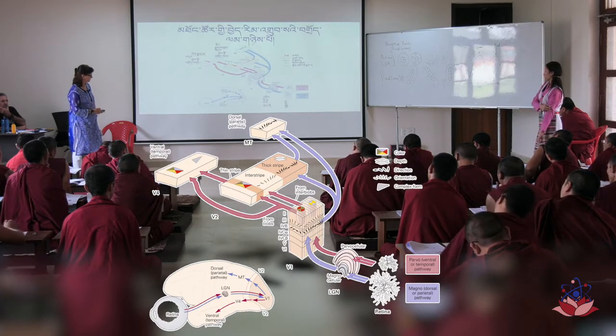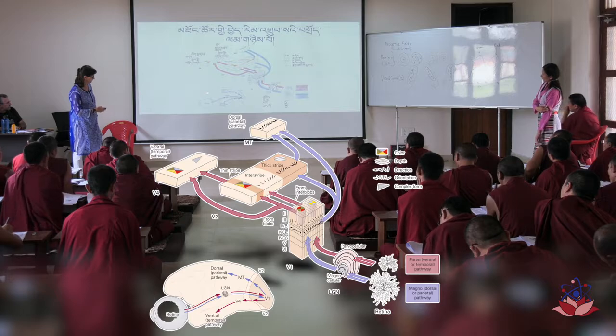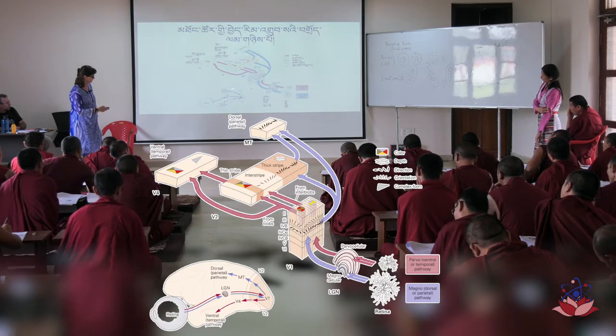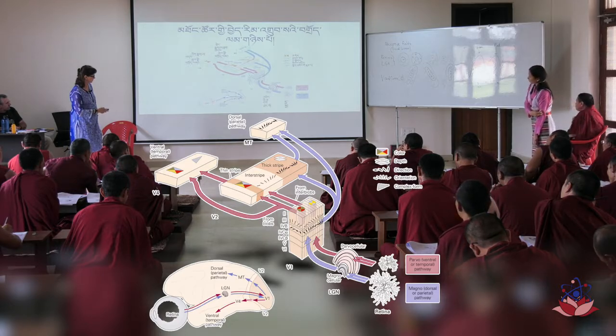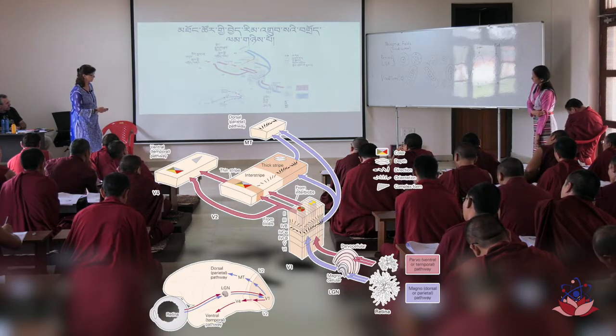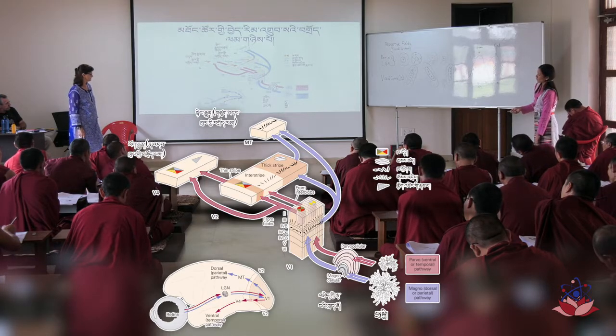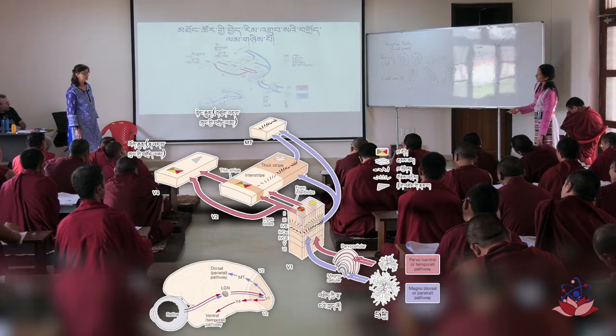So if we look at this little cartoon of the brain from the side, with the retina here, and then the view of the brain from the side, we can see the information flowing from retina to LGN, from LGN to V1.